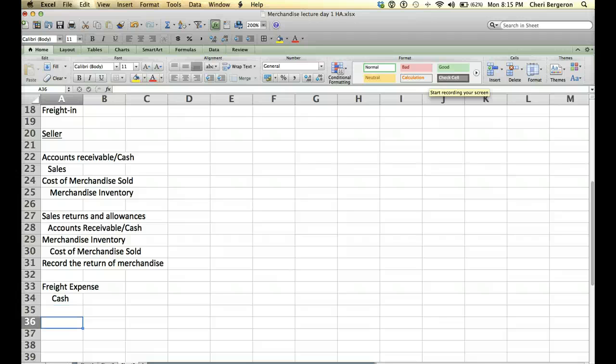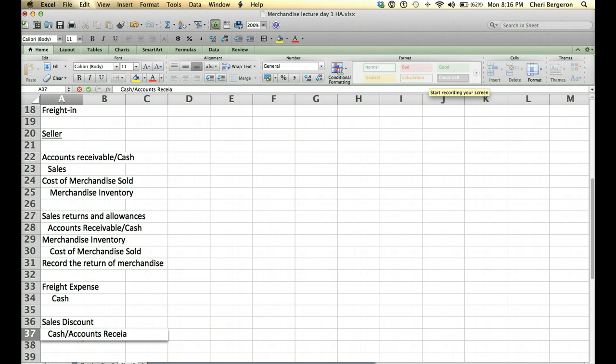If we have a discount and our buyer takes advantage of that, then what we're going to do is have a contra account that's going to reduce sales, called sales discount, and we'll reduce cash or accounts receivable. Actually, it won't ever be cash, because if you had a cash discount, then by the very nature of it, it was on credit terms, which means they owed you money. So it'll be accounts receivable every time.